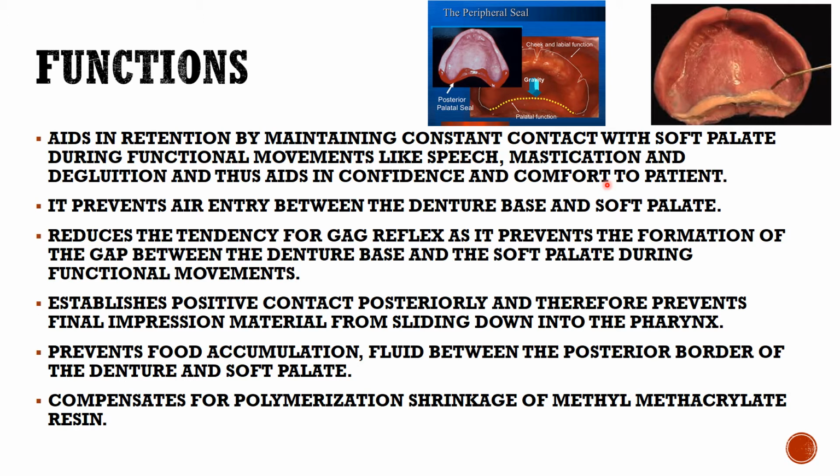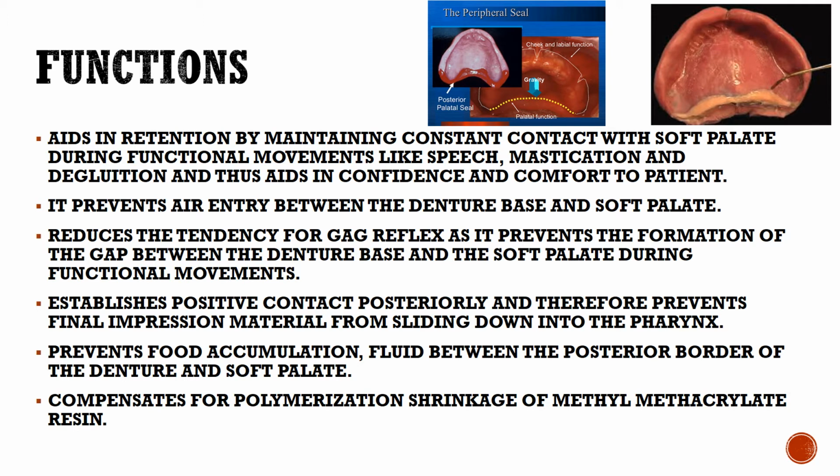It prevents air entry between the denture base and the soft palate. As there is a constant contact, a seal is produced. Because of that, it prevents air entry. The third one is it reduces the tendency for gag reflex, as it prevents the formation of a gap between the denture base and the soft palate during functional movement. So now the patient won't feel the gag reflex because there's no gap between the denture and the soft palate, and your denture is not falling off again and again. Because of that, the patient won't feel gag reflex.